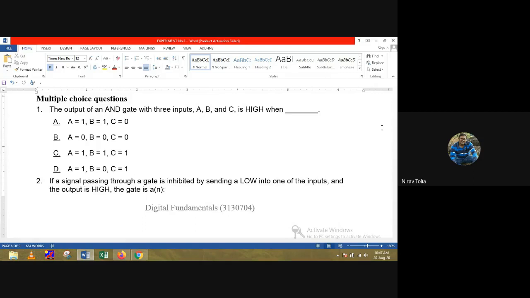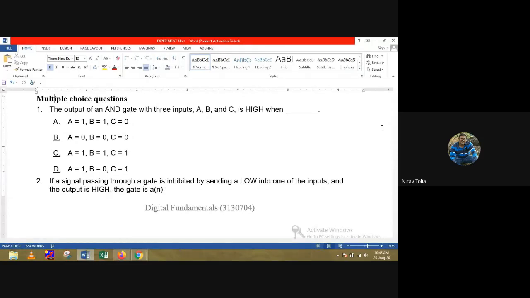If we have a three input AND gate, the output of the AND gate is high only when all the inputs are one. So Parthiv, Miloni, Nisita, Keyur, Dirga, Kishan give the right answer that it is C. When my A is equal to 1, my B is equal to 1, and my C is equal to 1, that means if all the inputs are high, then the output of the AND gate is high. Either it is a 3 input or a 4 input.